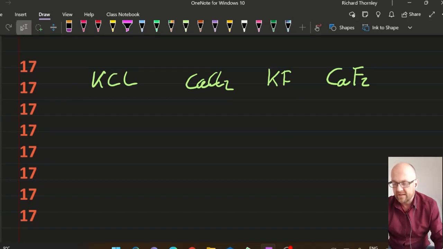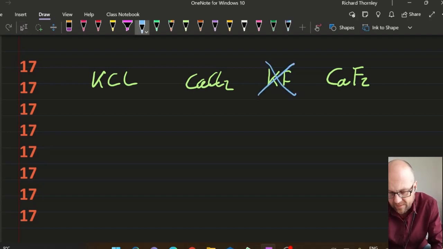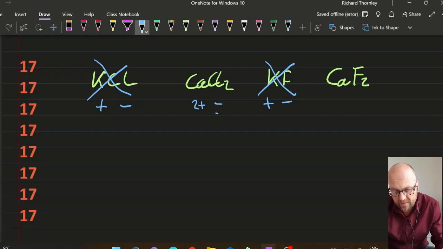17, the highest lattice enthalpy. So let me try to vaguely draw it out to scale. Well, hold on. First of all, I can dismiss this one and this one. So lattice enthalpy, the smaller the ion is and the higher the charge, that's going to give it a higher lattice enthalpy because that's the higher charge density. The reason I can get rid of those two is that they're plus one and minus one ions. And I know for sure that calcium's plus two, and that's going to be more attractive.